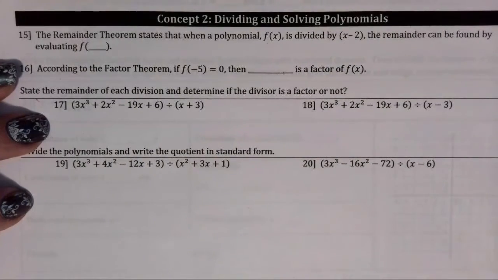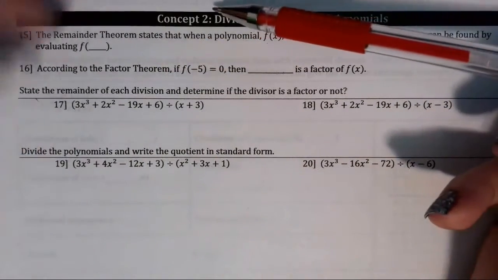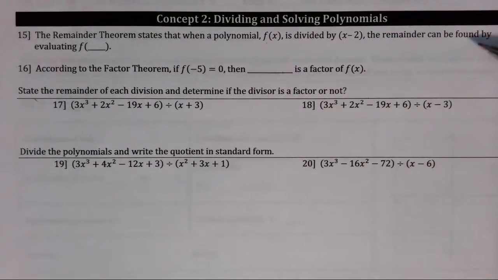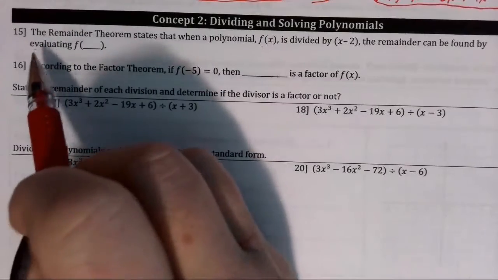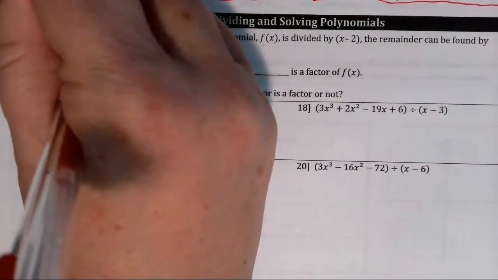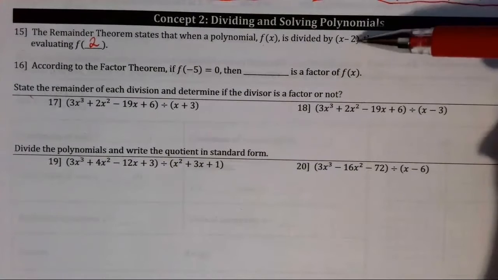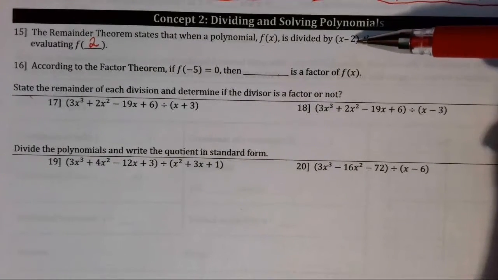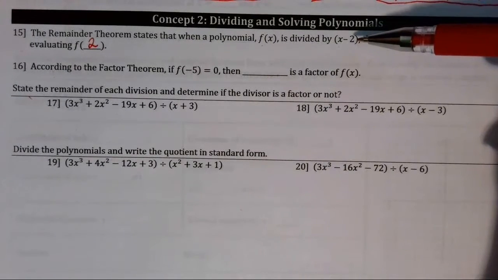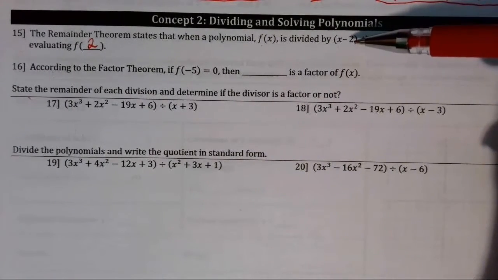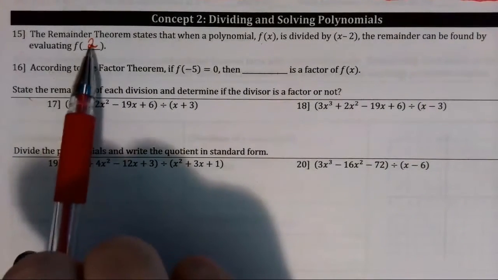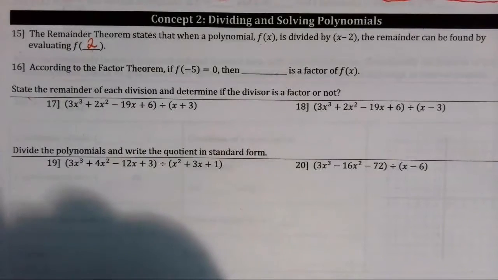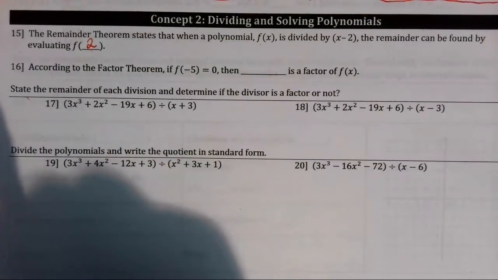So in number 15, the remainder theorem states that when a polynomial f of x is divided by x minus 2, the remainder can be found by evaluating f of 2. Because if you recall, we take that factor, x minus 2, we set it equal to 0, and that gives us x equals 2, and that is what we would use to substitute into the polynomial f of x in order to find the remainder. Okay, that's the remainder theorem.